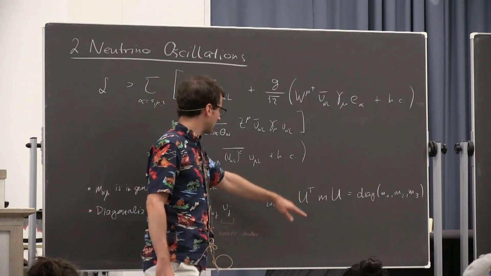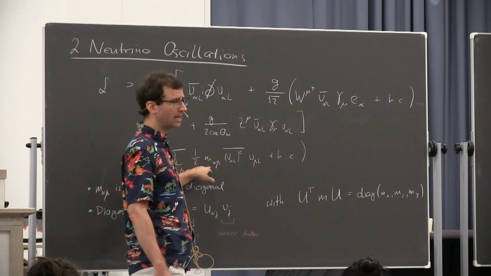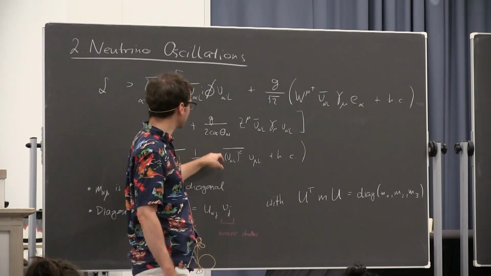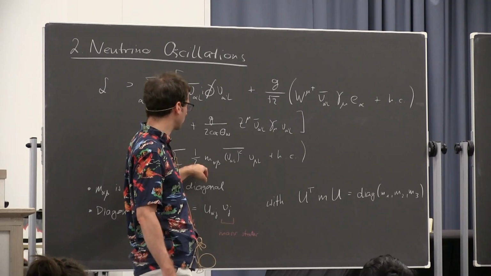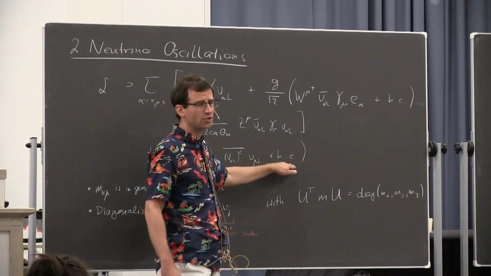And that in turn implies that M alpha beta, by the way, has to be a symmetric matrix. It can be a complex matrix, but it has to be a complex symmetric matrix. And in fact, if there was any antisymmetric component to it, that would cancel out between the mass term and its Hermitian conjugate.